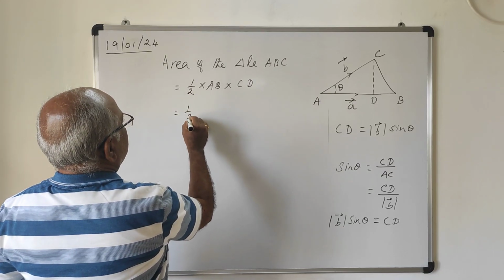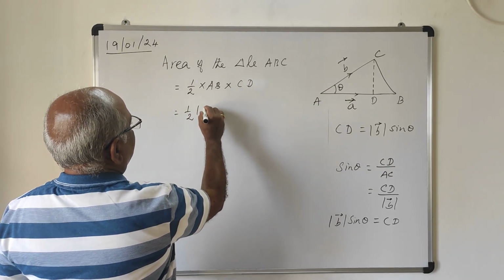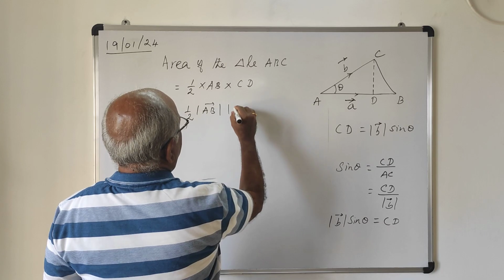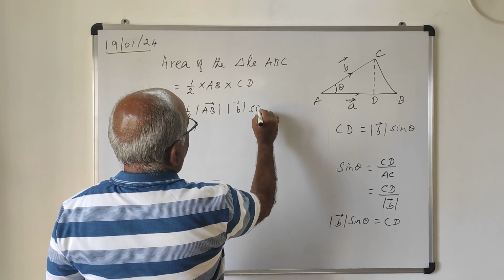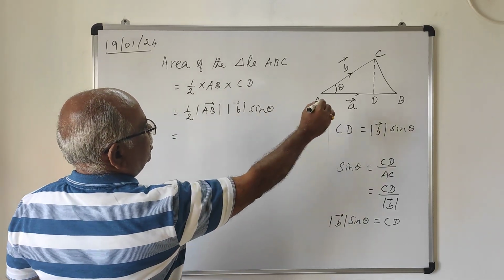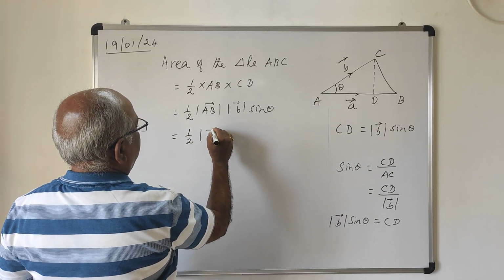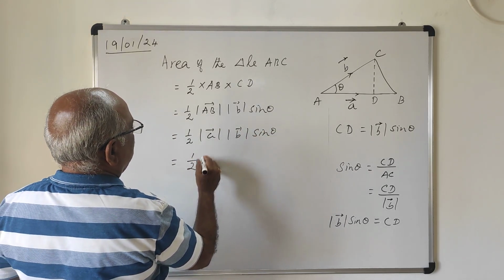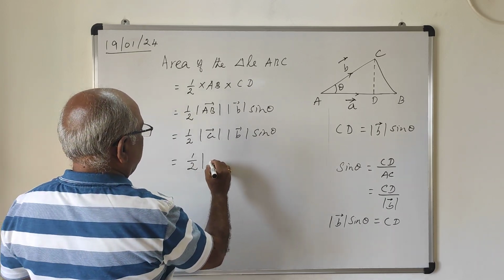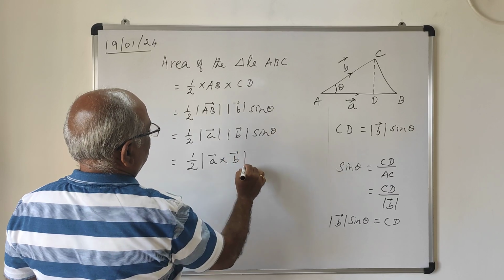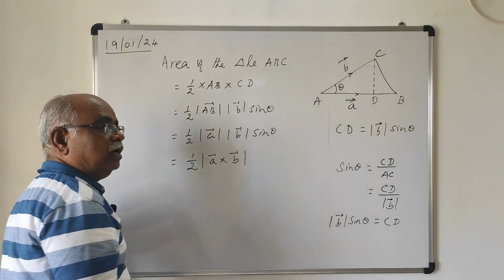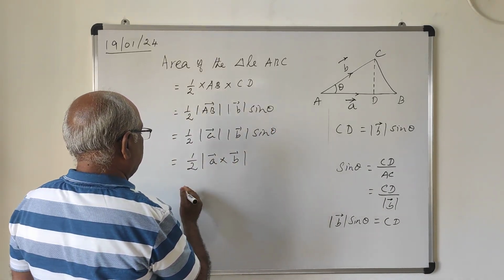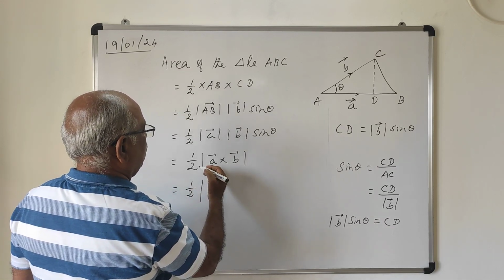So that is half into AB, which is mod of AB, into CD, which is mod B into sin theta, and mod AB is mod of A vector. This is mod A into mod B into sin theta. So that is equal to half into mod A into mod B into sin theta, which by definition is mod of A cross B. Mod of A cross B is mod A into mod B into sin theta into n cap, but modulus of n cap is 1, so you need not write 1 here. Therefore, this is nothing but mod of A cross B.